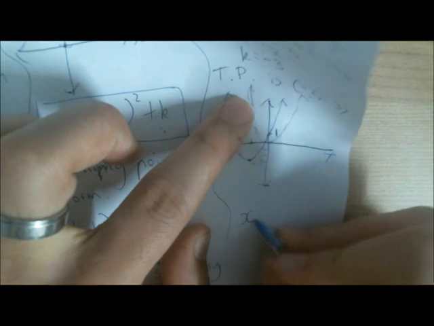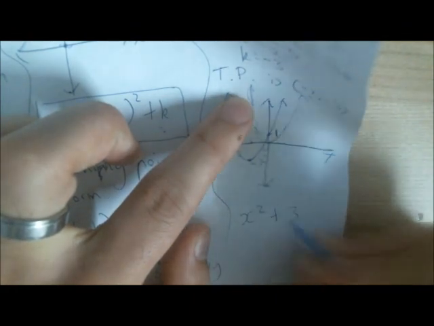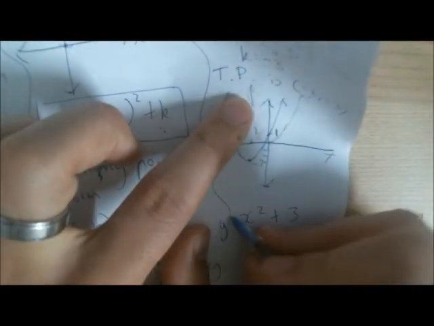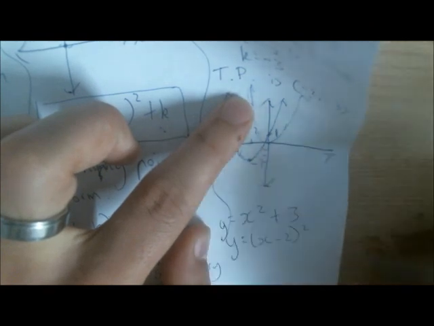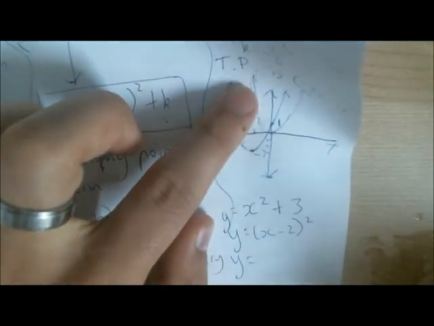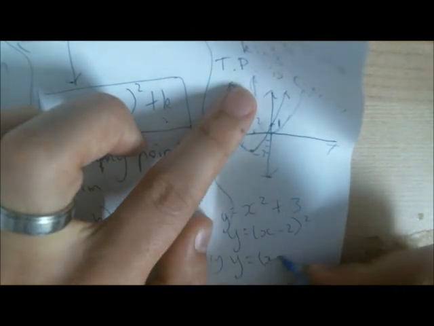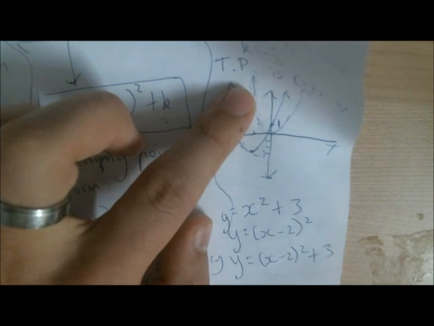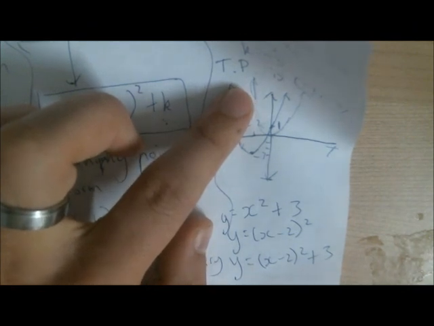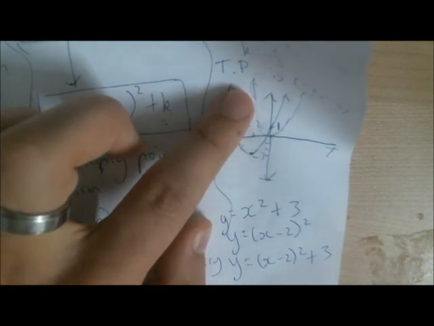So the 3 types of graphs you'll deal with are y equals x squared plus 3, for example, y equals (x minus 2) squared, and y equals (x minus 2) squared plus 3. So they're the three types of graphs we're going to be dealing with in this exercise.